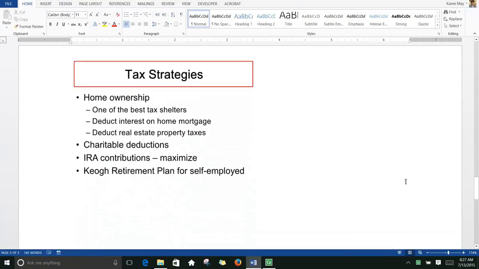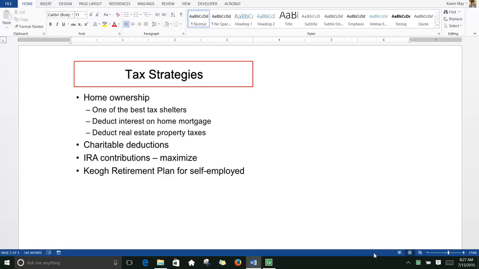Some tax strategies. It's very important that you try to pay the minimal tax by using some strategies. You want to be fair about what you pay, but you do also want to minimize what you have to pay. Home ownership is one of the best tax shelters. You can deduct your interest on the home mortgage, and you can deduct the real estate property taxes. Charitable deductions are also a good way.